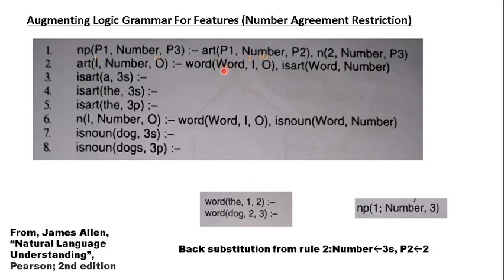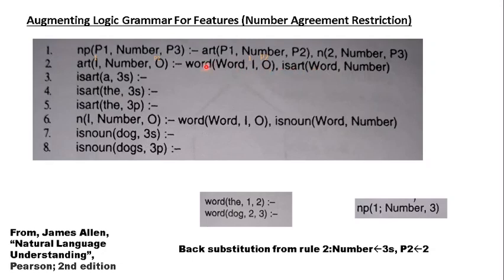So upon unification of the right hand side with this word representation, what we will get is P2 substituted as 2. Okay, and this word variable will be substituted with "the". If you observe here, this word variable is shared with the next part, that is ESART. So this "the" will be substituted in ESART too.